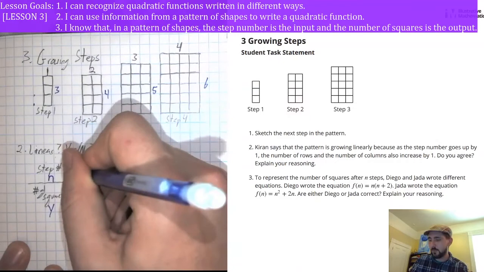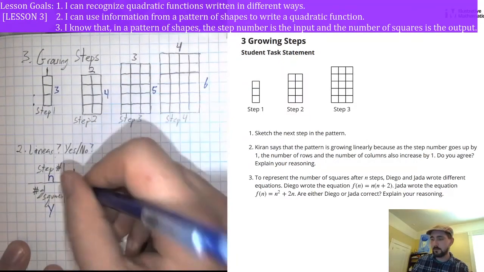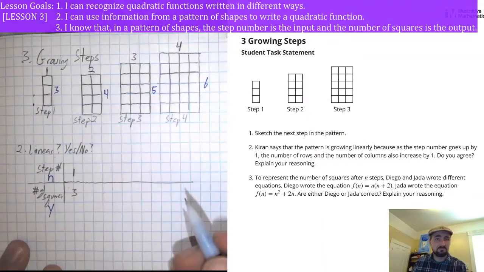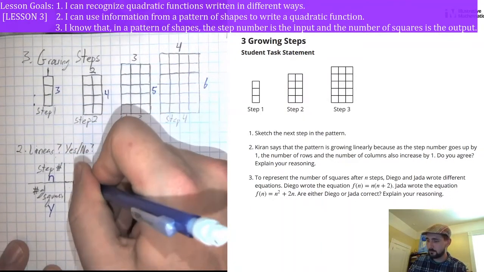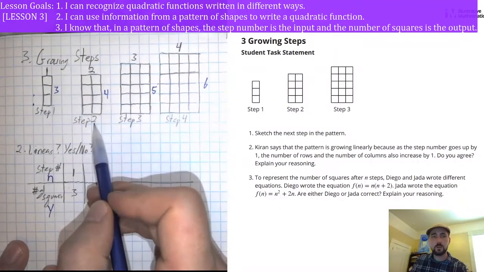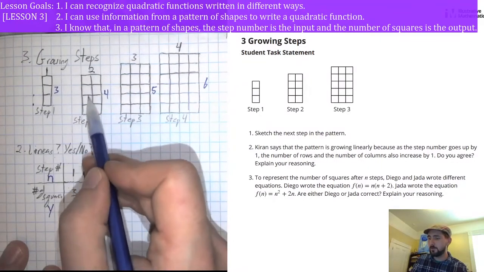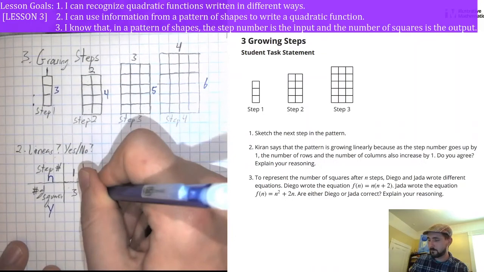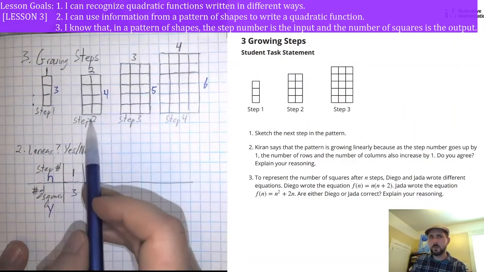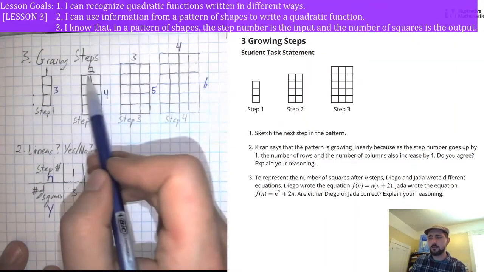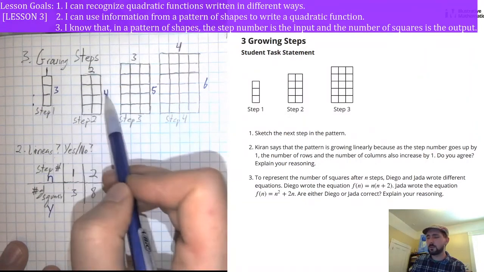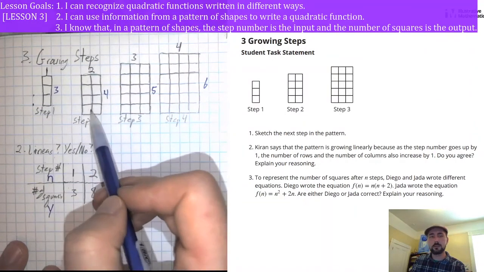So in step 1, there were 1, 2, 3 squares. In step 2, there were 1, 2, 3, 4, 5, 6, 7, 8 squares. Can you think of a better way to do this than just counting to 8, knowing that this is 2 across and 4 down? Yeah, think about multiplication. 2 times 4, 1, 2, 3, 4, 5, 6, 7, 8. Great. So what about this one?